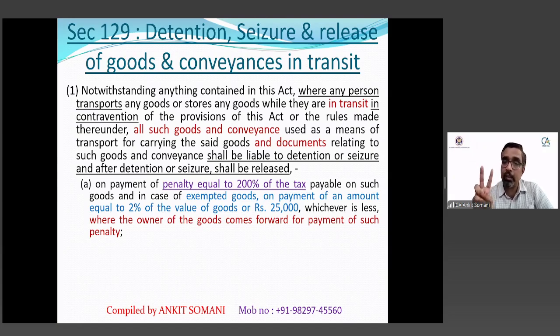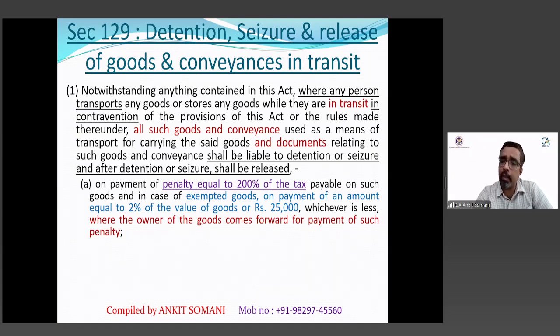Now, this is the case where the owner of the goods comes forward for payment of such penalty. So, such goods as well as conveyance as well as documents will be released whenever the owner makes payment of penalty equal to 200% of tax. This provision has been changed also. I'm reiterating that these are already the revised provisions. So, penalty equal to 200% of tax payable on such goods.